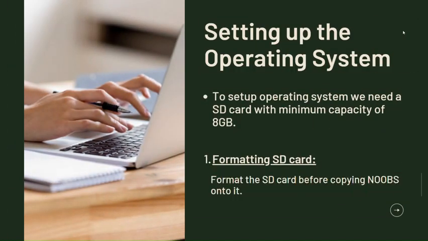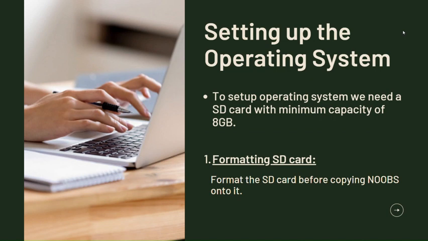The next one will go through the setting up of the operating system. To set up an operating system, we need an SD card with a minimum capacity of 8 GB. The first step is formatting the SD card. So format the SD card before copying NOOBS onto it.